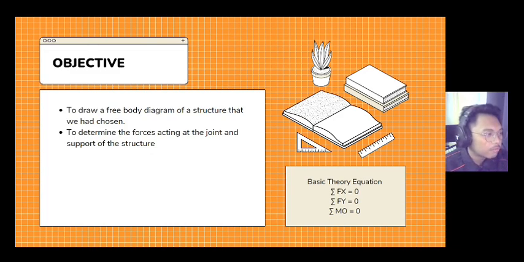So this is our objective for our presentation: to draw a free body diagram of a structure that we have chosen, to determine the force acting at the joint and support of the structure. And this is the basic theory we use for the calculation: Fx equal to 0, Fy equal to 0, moment equal to 0.